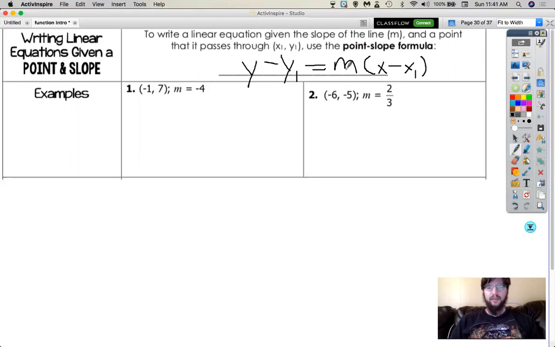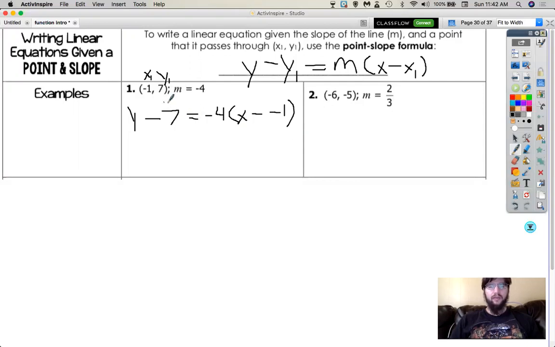Slope, obviously, is m. Now the point comes from x1 and y1. X and y without subscripts stay x and y. So whenever we're using this, we're going to rewrite everything. So y minus, oh, I forgot. This is an x, y ordered pair, right? So this is x1 and y1. There we go. And it gives us m. So I'm going to say minus 7, because that's y1, equals negative 4 times x minus, and then x1, negative 1.